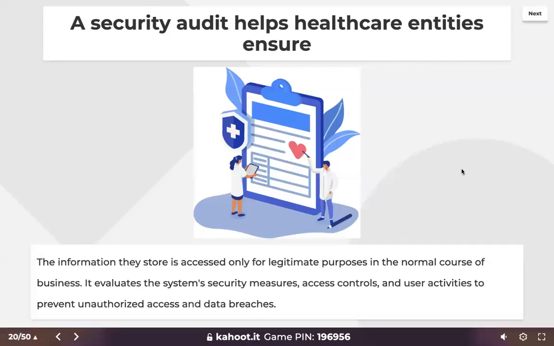All right. So what is a security audit? A security audit helps healthcare entities ensure that the information that is stored is accessed only for legitimate purposes in the normal course of business. It evaluates the system's security measures, access control, and user activities to prevent unauthorized access and data breaches. Okay, so if you didn't know what a security audit does or how it helps a covered entity, then that is the answer. Now you know.